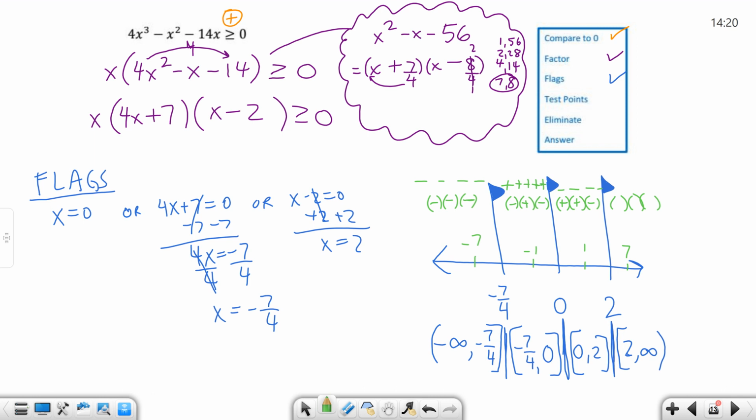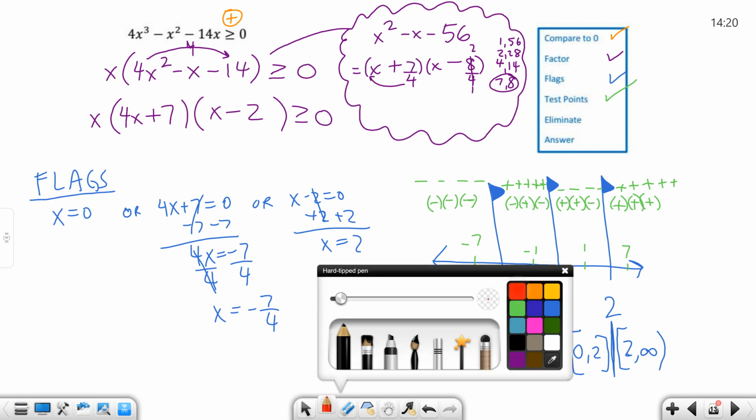And then 7, I'm plugging 7 in. So if I put a 7 here, a 7 here, and a 7 here. Well, 7 is positive. 4 times 7 plus 7 is positive. And then 7 minus 2 is also positive. So every one of those intervals is positive. And so what happens if you multiply 3 positive numbers together? You get a positive. So my test points are done.